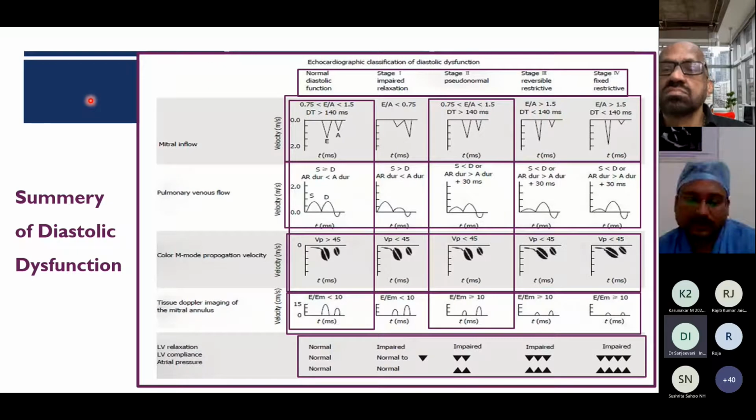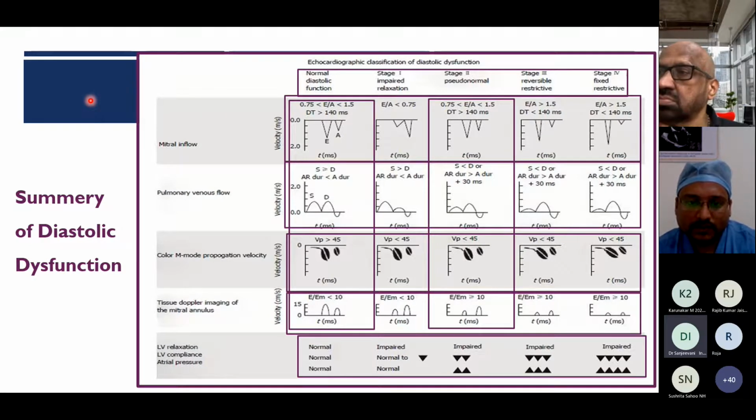Okay, madam. One more thing I wanted to clarify. You said that early relaxation is a function of left ventricular relaxation, correct? Early filling. In a few earlier slides. Yes.